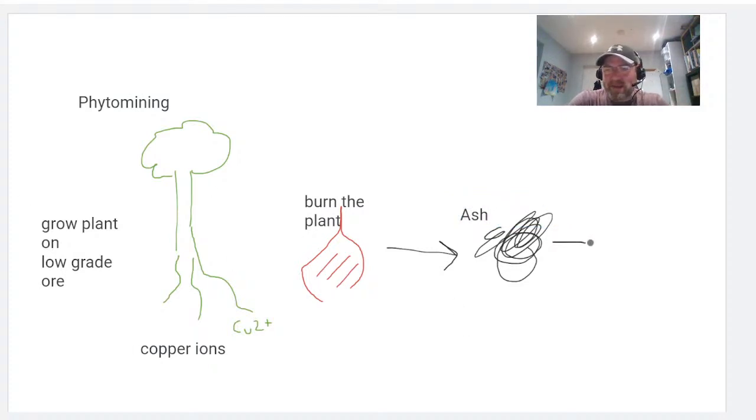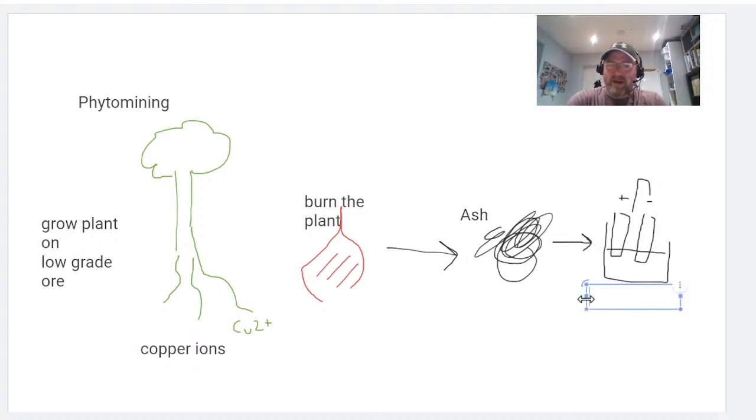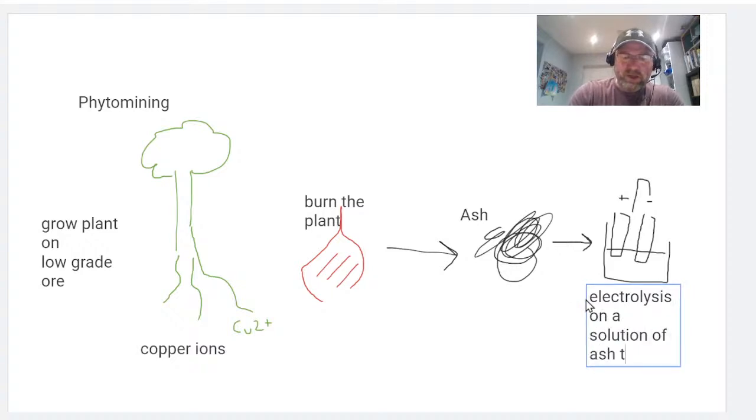You then go back to paper 1 and you're going to carry out electrolysis. You're going to dissolve and carry out electrolysis. That's the worst electrolysis looking thing in the world, but you get the idea, right? So you just need to know, carry out electrolysis on a solution of ash to remove the copper.